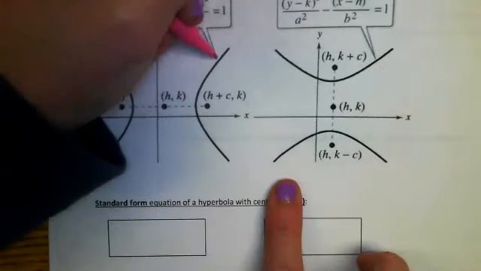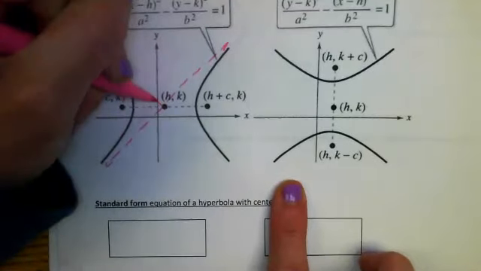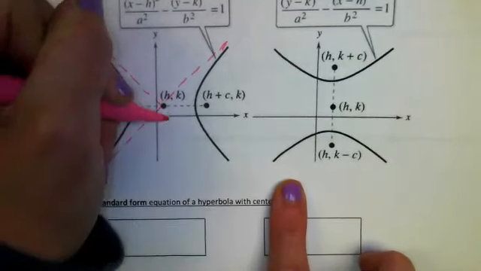And both of them have these slanted asymptotes that come right through the center. They come right through H comma K, and the hyperbola branches hug those asymptotes.